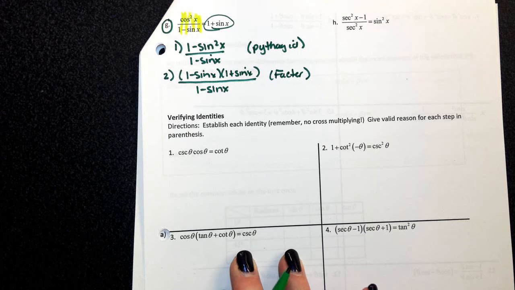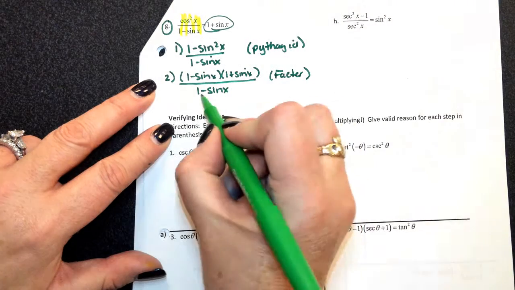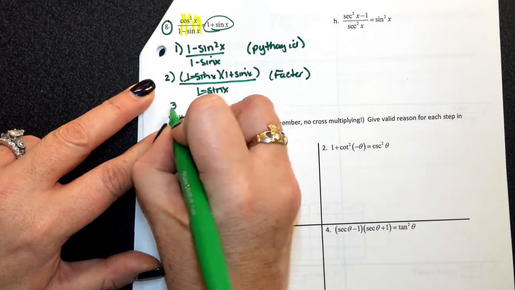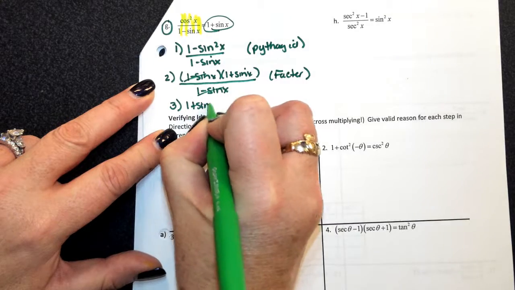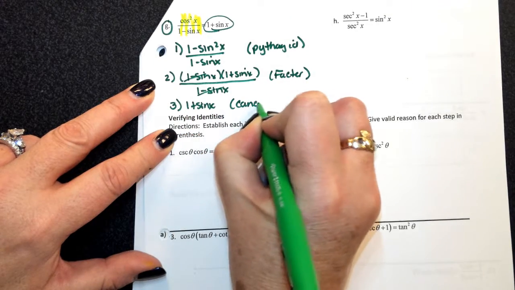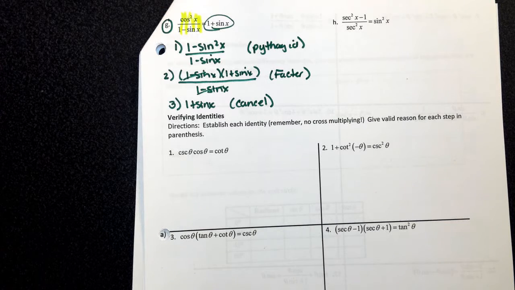Now, after I factored this, can you simplify the fraction? What can you cancel out? You can cancel out the 1 minus sine x. So I'm left with a 1 plus sine x. You write cancel or simplify. Okay? So like I said, if you see a fraction, sometimes what you have to do after you do a Pythagorean identity substitution is you've got to do some factoring. Okay?